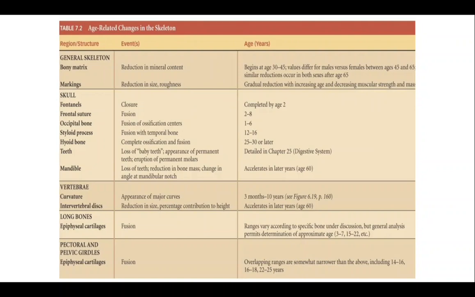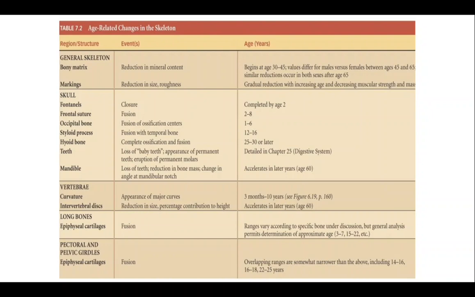You lose the baby teeth. That will vary. That's throughout childhood that happens. The mandible, as you get older, you have loss of teeth, reduction of bone mass, and a change in the angle. This accelerates quite a bit in the later years after age 60.